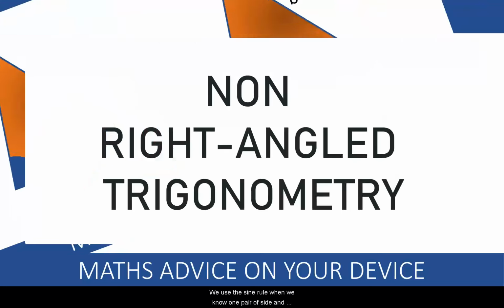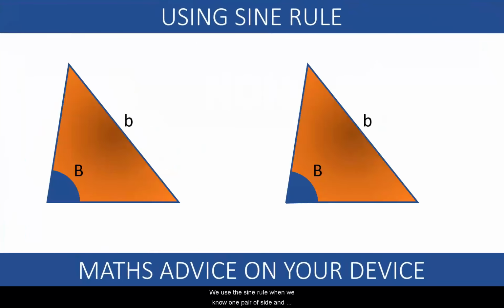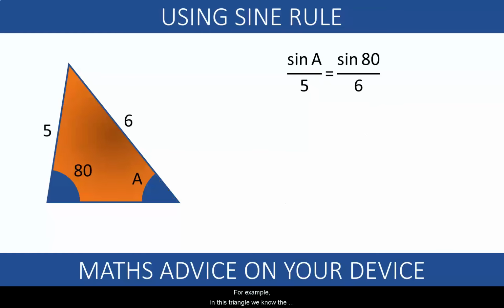We use the sine rule when we know one pair of side and opposite angle and either another side or another angle. For example, in this triangle, we know the size of angle 80 degrees and the opposite side 6. We also know a second side, 5, and we need to figure out the size of the opposite angle A.